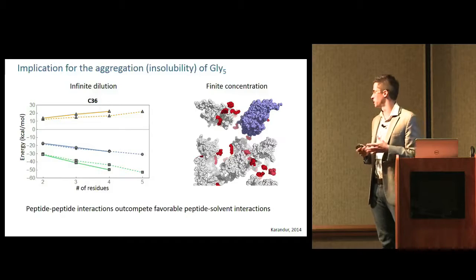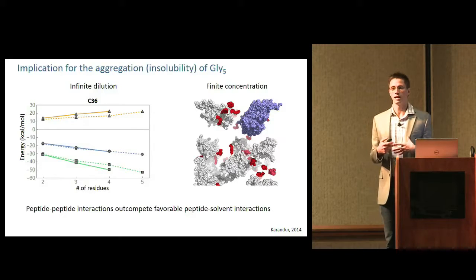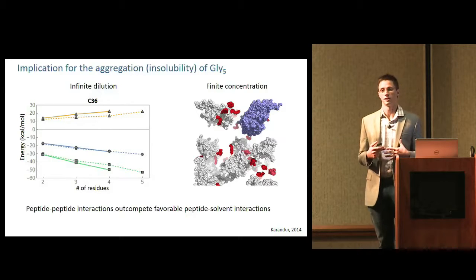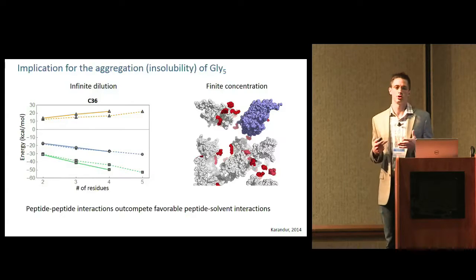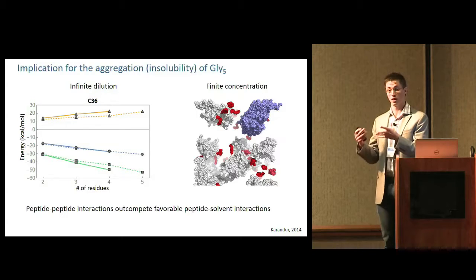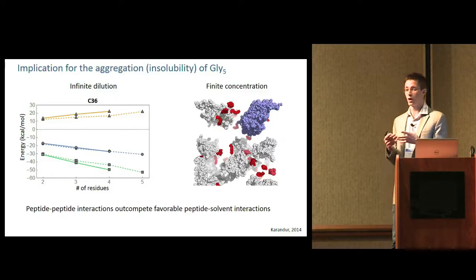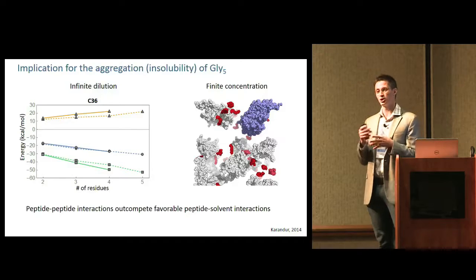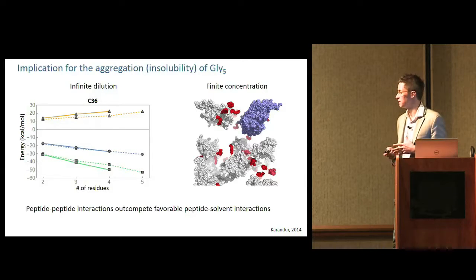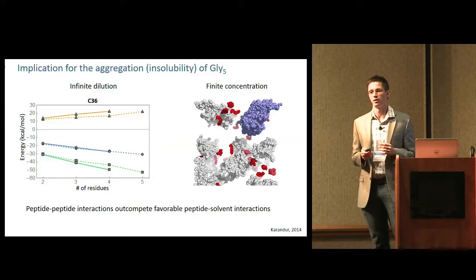One reasonable explanation is that peptide-peptide interactions are actually outcompeting the favorable peptide-solvent interactions. And this is done in a concentration-dependent manner. As concentration increases, the number of Gly-5s increases, as well as the potential interpeptide interactions. And these are actually favored or outcompete the still favorable peptide-solvent interactions.